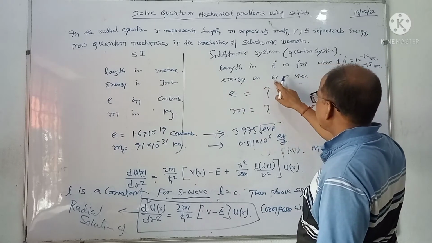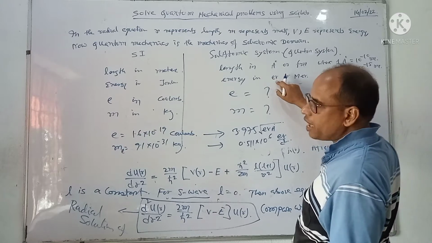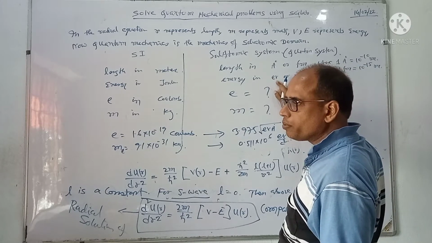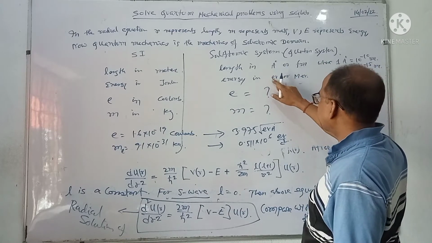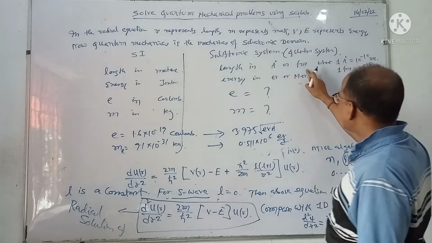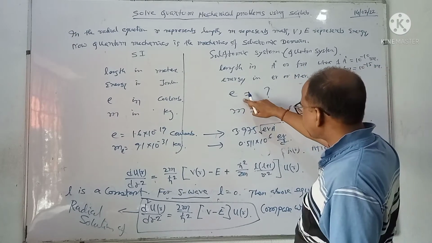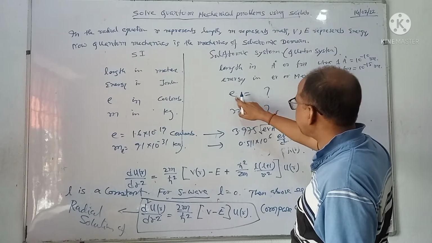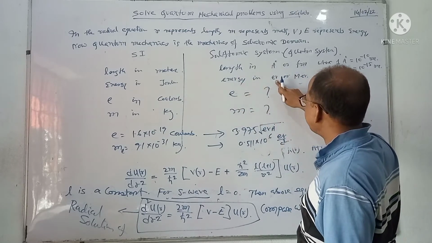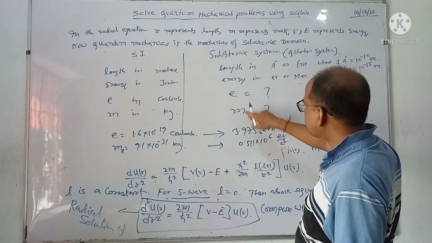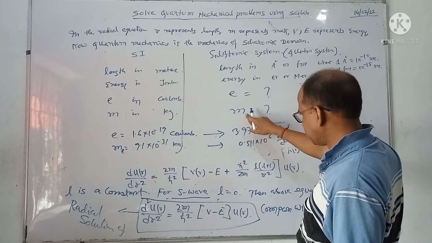Energy unit is electron volt. If it is atomic level, you know the ground state energy of hydrogen atom is minus 13.6 electron volt. Therefore, electron volt means atomic, mega electron volt means nuclear. Now, the question is, if length is measured in angstrom and energy is measured in electron volt, then what will be the unit of electric charge and mass?